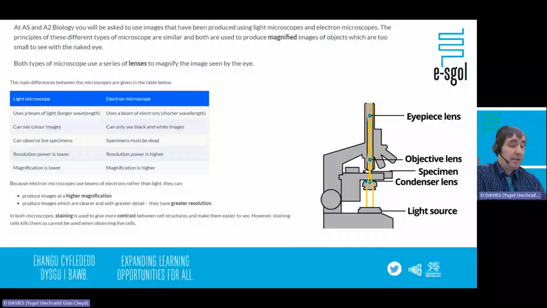There are two different columns on here, so two different types. Light microscopes are the ones that we have in school. They use a beam of light, and you can see how that works here. The beam of light goes through a condenser lens, then an objective lens, and then an eyepiece lens. So whatever's sat on the stage, the specimen, the image is magnified there, and it's magnified there before it gets to your eye.